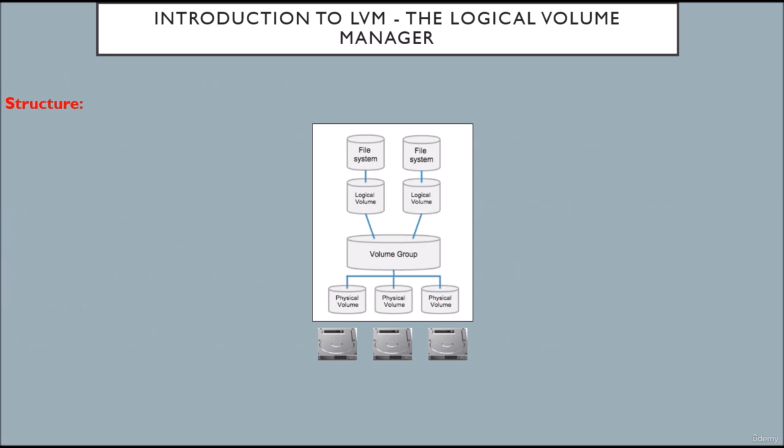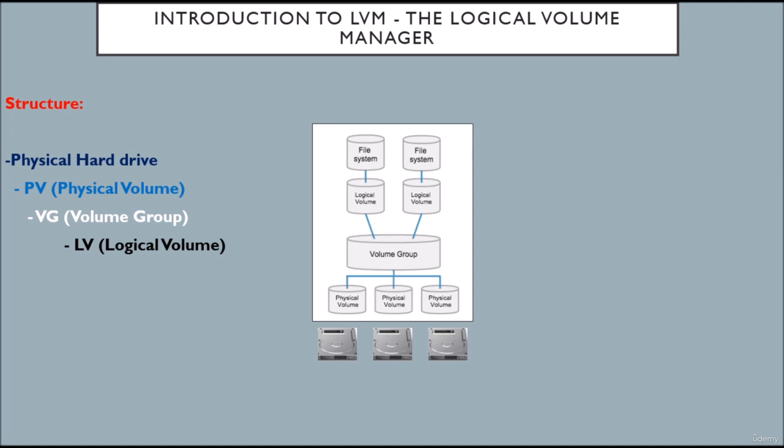Let's look at the structure of LVM. If you look at the bottom, there are three hard disks. Those are physical hard drives. On top of the physical hard drives, we have physical volumes. On top of physical volumes, you have your volume group. On volume group, you can create your logical volumes, and on logical volumes, you can have your file systems mounted, which your system can use. This is the structure, and this is how it looks like.